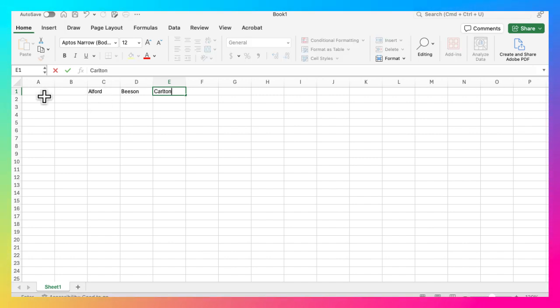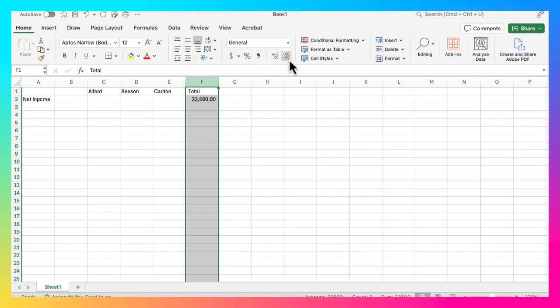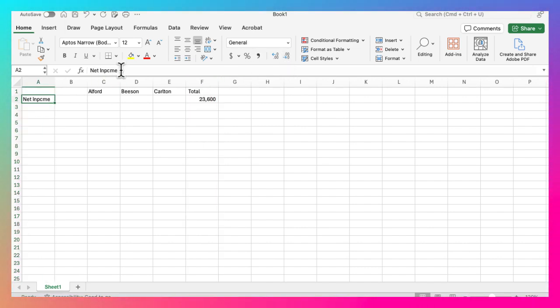Okay. Now, the first thing that we have here is our net income. And we know from the problem that net income is a given. We don't have to calculate it. It was $23,600. That was our net income. It really helps if you can spell too.